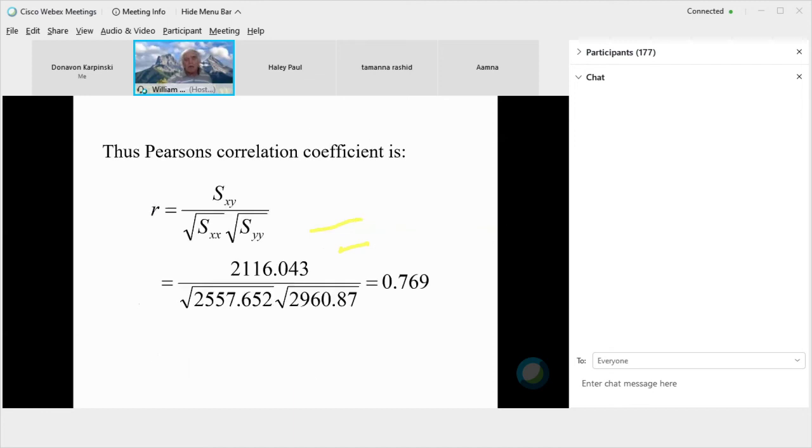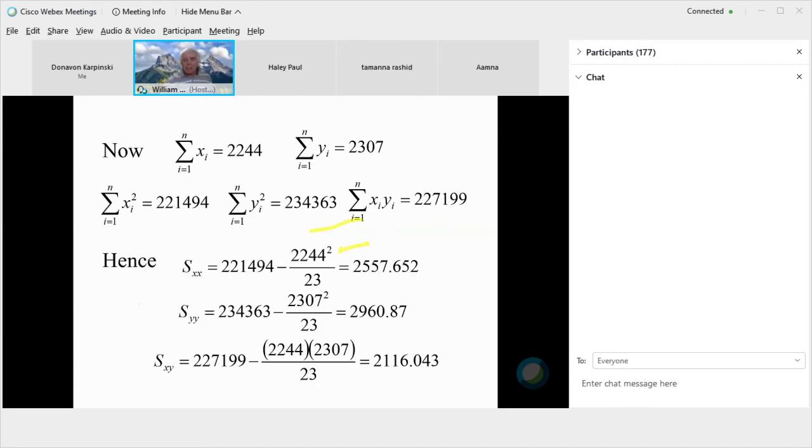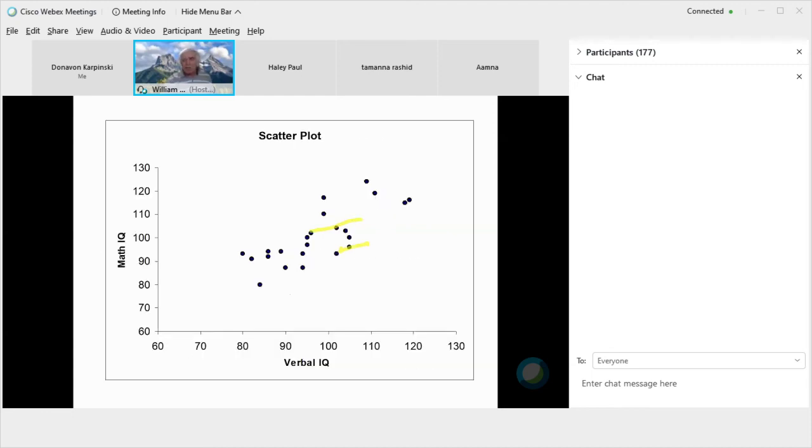Then from there, we can compute r. It's SXY over the square root of SXX times SYY. It works out to be 0.769. You can sometimes guess that from the scatter plot.